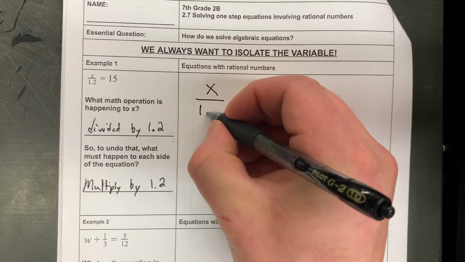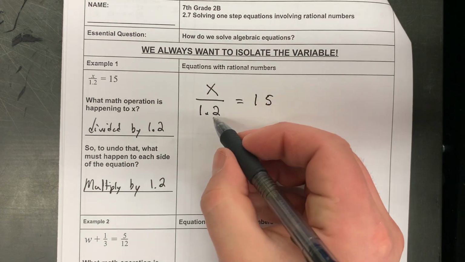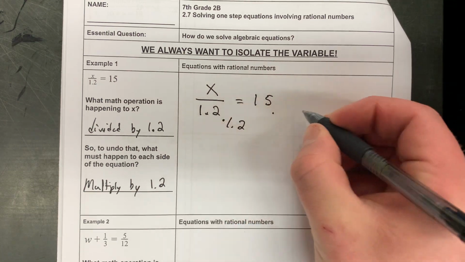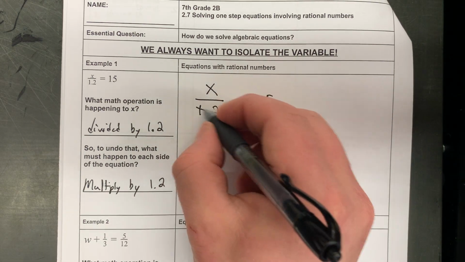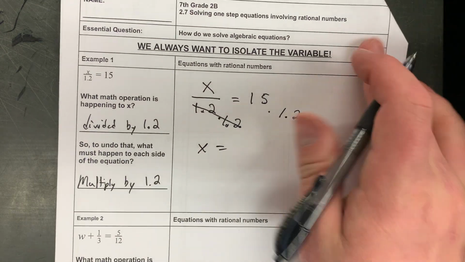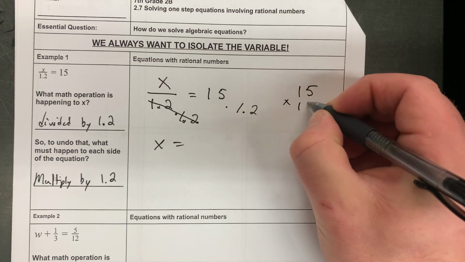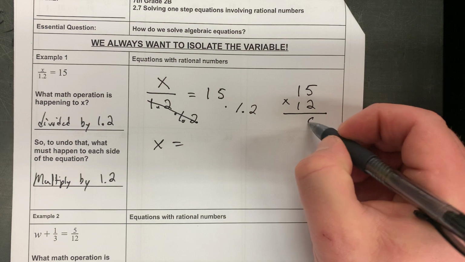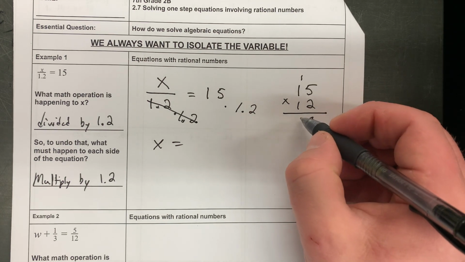I have x divided by 1.2 equals 15. I'm going to multiply by 1.2 here. Multiply by 1.2. What I do to one side, I have to do to the other in order to isolate my variable. These cancel. I'm left with x equals, and I need to do some multiplication here. Reminder, when we multiply decimals, we just multiply them as if they are whole numbers and worry about the decimal point afterwards. 5 times 2 is 10. 2 times 1 is 2, plus 1 is 3.